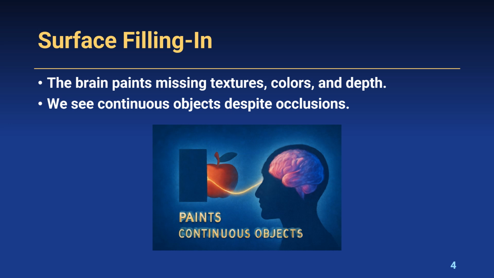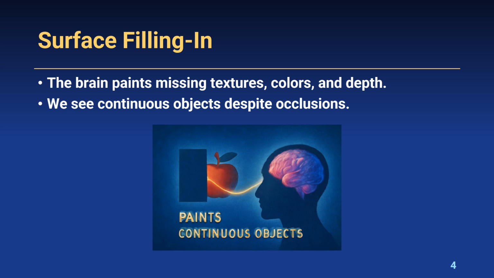Now, the fascinating part is that boundary completion and surface filling in are not separate processes. They are complementary. Grossberg reveals that these two systems work together in parallel to create a unified perception. The brain doesn't process boundaries and surfaces independently. Instead, they cooperate and compete with each other to create the most coherent visual representation of the world. This complementary relationship is key to understanding why we experience the world the way we do.